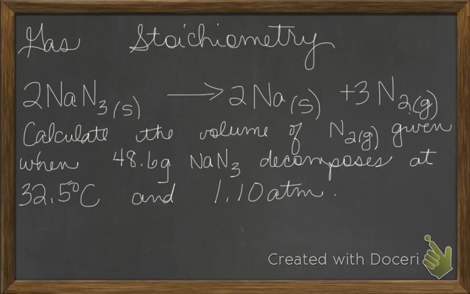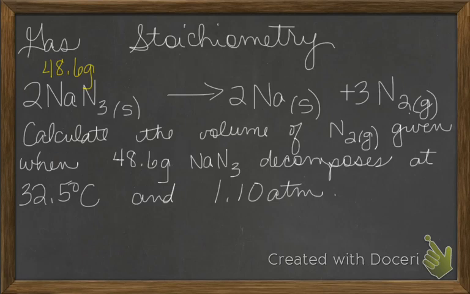We are given an amount of the sodium azide, 48.6 grams. Now realize the sodium azide is a solid. A lot of people will try to convert this to moles and then plug that straight into PV equals nRT. But PV equals nRT is an ideal gas equation. That equation can only be applied when a substance is a gas.